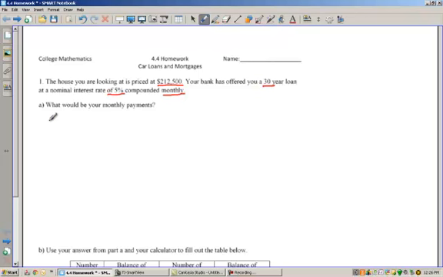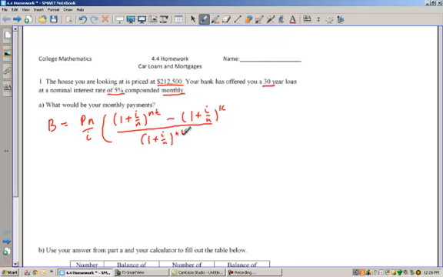Okay, so the idea is we're going to use this balance loan formula, and so we have B equals P times N divided by I, all times 1 plus I over N to the NT, minus 1 plus I over N to the K, and then all divided by 1 plus I over N to the NT. And so we try to plug things in here.